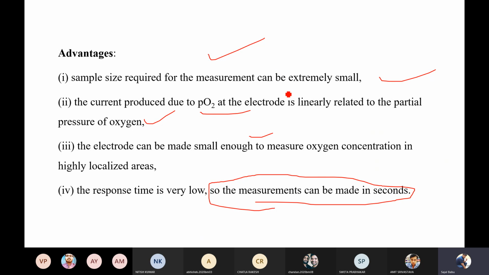Smaller in size, and the current directly represents the PO2, and the electrode size is very small, so you can measure the PO2 level at any localized area. And when you give the oxygen, electron flow happens immediately. That means the resultant current comes immediately, and you get the measurement in seconds here.